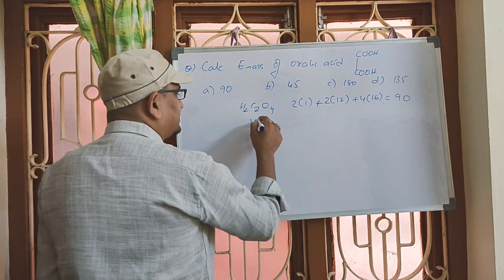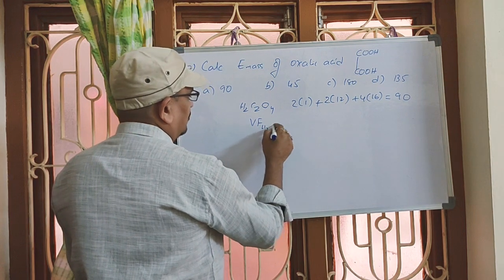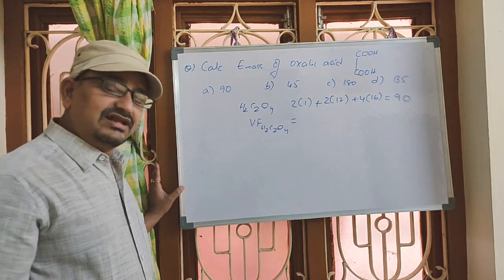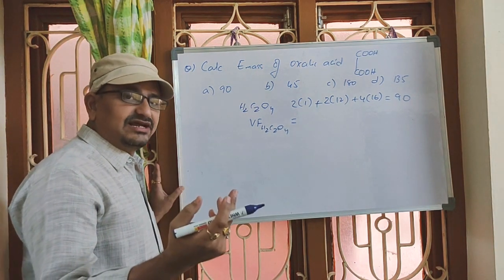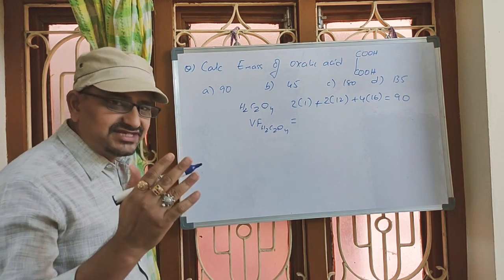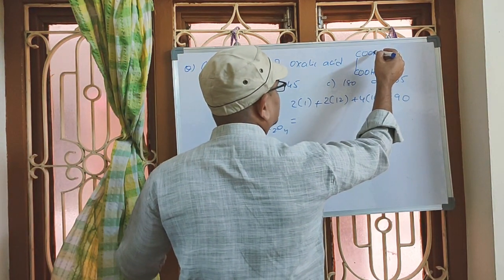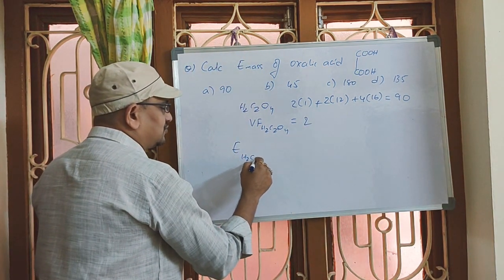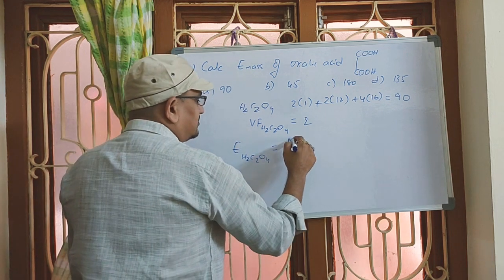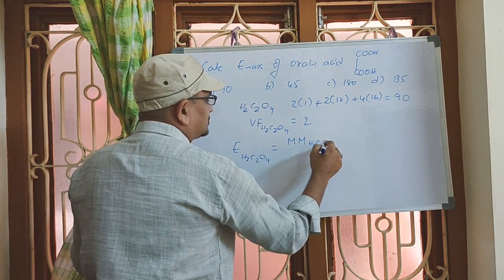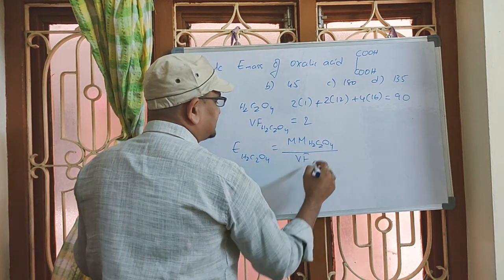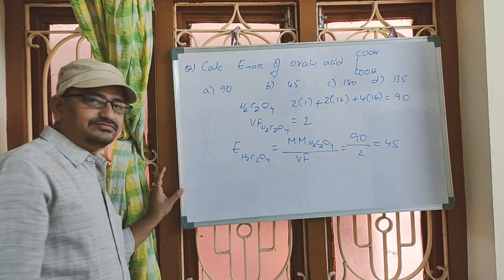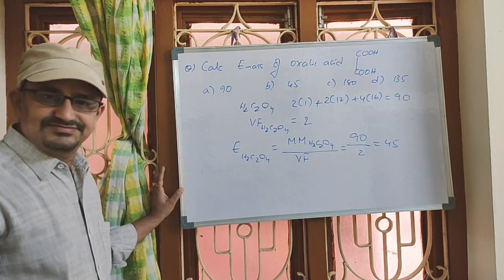Now, what is valency factor of oxalic acid? Tell me. Valency factor of an acid means number of replaceable hydrogens, which is also called basicity. So, it's replaceable hydrogens. This is 1 and this is 1. So, 2. Now, equivalent mass of H2C2O4, oxalic acid, is molecular mass of H2C2O4 over its valency factor, that is 90 by 2, that is 45. Is that clear?